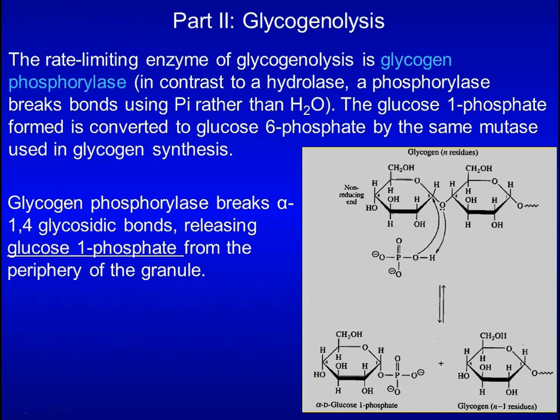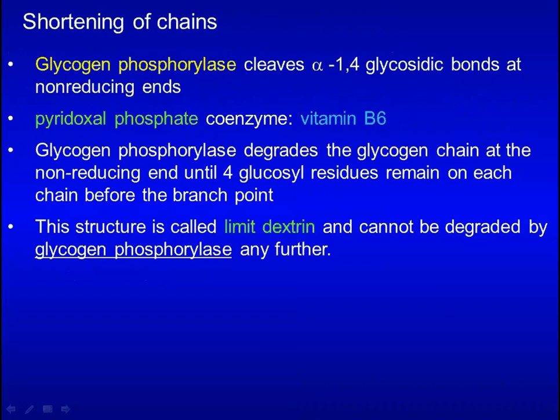The rate-limiting enzyme of glycogenolysis is glycogen phosphorylase. This enzyme breaks alpha-1,4 glycosidic bond using inorganic phosphate. The product is glucose 1-phosphate. Glycogen phosphorylase requires pyridoxal phosphate, also called vitamin B6, as a coenzyme. Glycogen phosphorylase degrades the glycogen chain at the non-reducing end until 4 glucosyl residues remain before the branch point.